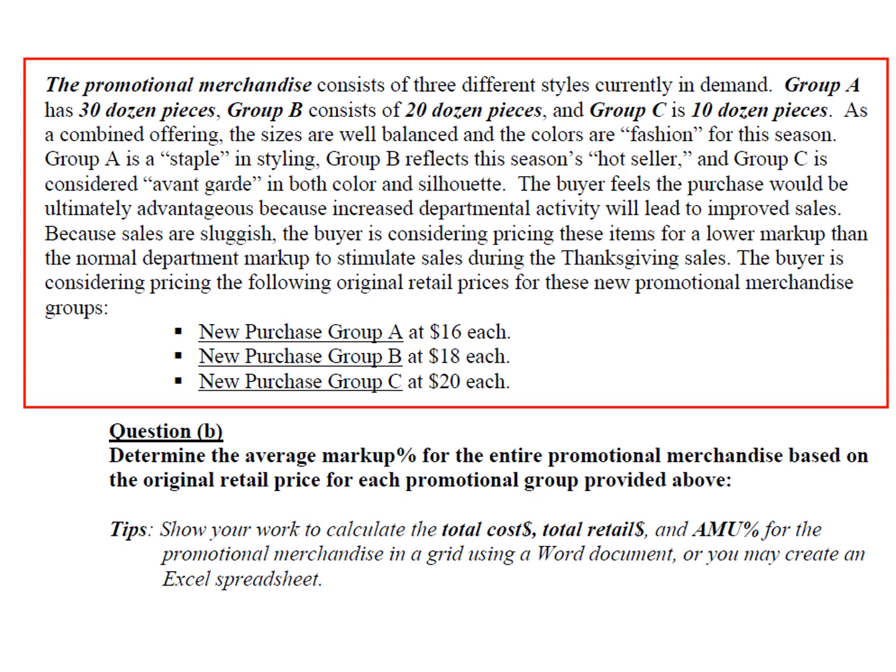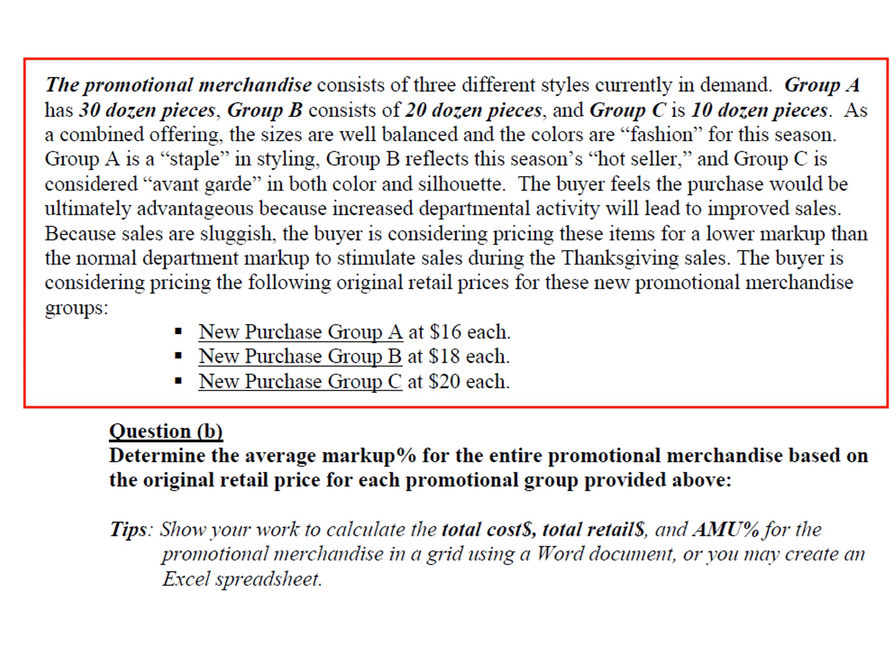And then the story continues. The promotional merchandise, the 60 dozen knit tops that this buyer purchased, consists of 3 different styles. So they group them into group A, group B, and group C. Group A had 30 dozen pieces, group B 20 dozen pieces, and group C 10 dozen pieces. So they're different quantities.